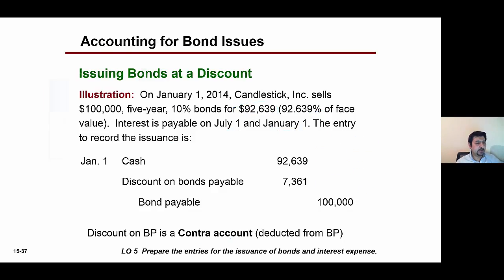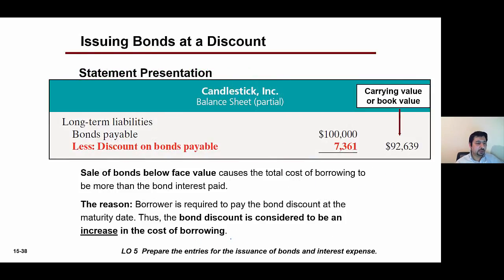So this is how it will look on the statement. You have long-term liabilities, we have bonds payable less discount on bonds payable. So this is what we call the carrying value. This is like the book value. This is the value of the bonds according to the company's books. It's called carrying value, and the carrying value is the difference between the bonds payable and the discount. So it's bonds payable minus discount on bonds payable.